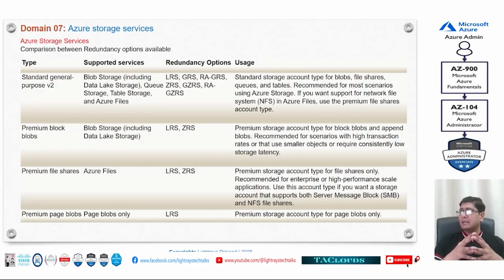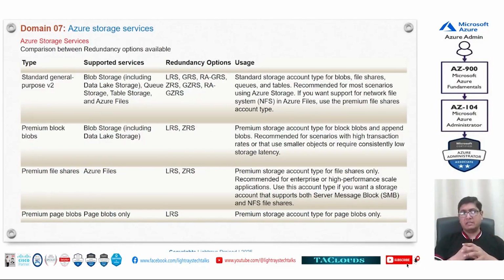So we can say that block blob is recommended for scenarios with a high transaction rate or that use smaller objects and require consistent, low storage latency. If we try to download a full file at once, it will be delayed and performance-wise it will not be good. But if we divide it into small pieces or blocks, it will be much faster and efficient. So that is why this is a premium service. We can cut it down into small blocks and download it.